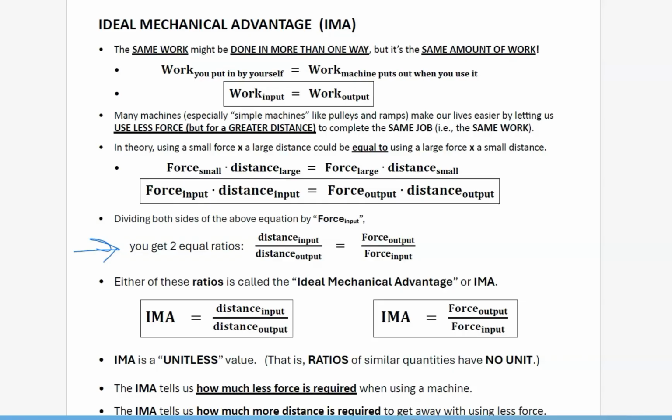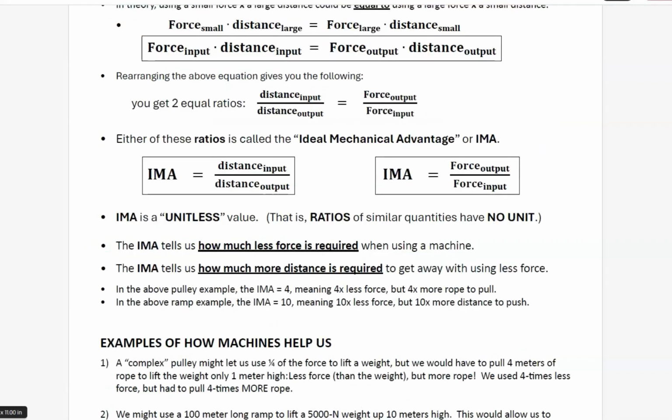And these ratios, since they're ratios of distance to distance or force to force, the units will cancel each other. So IMA is a unitless value. It has no unit at all. Just like what you saw with the coefficient of friction, that's a ratio of the friction force to the normal force, force to force, so those units cancel too. So IMA has no unit, but the IMA is a number that gives you an idea of how much the machine will help you. It tells you how much less force you have to use, and it tells you how much more distance you have to input when you're using that smaller force.